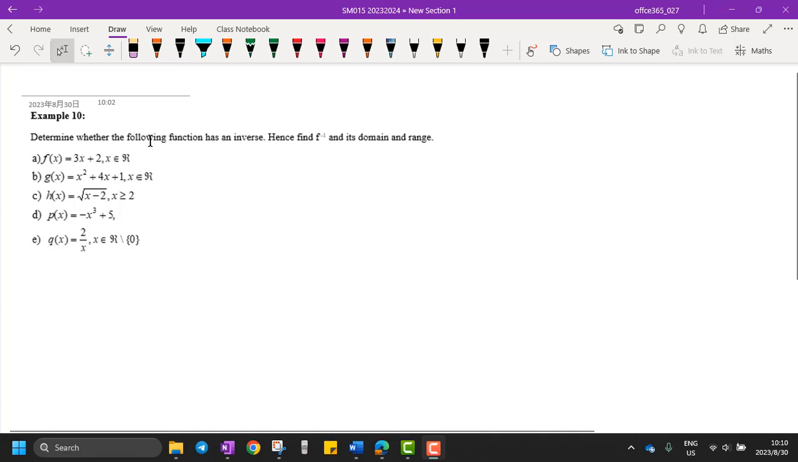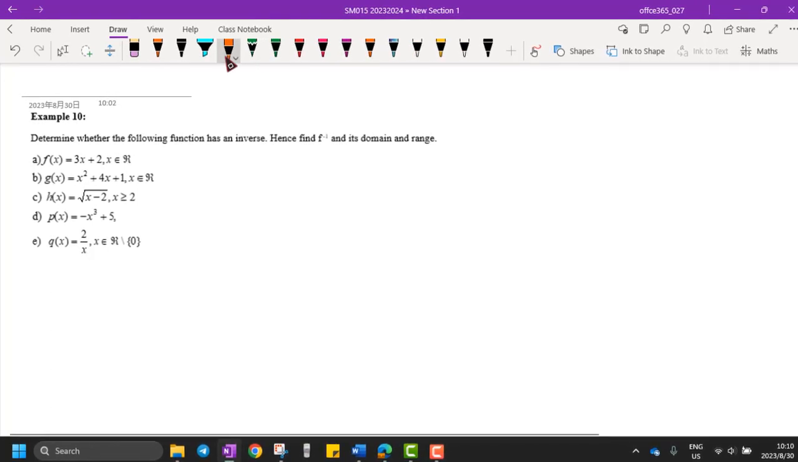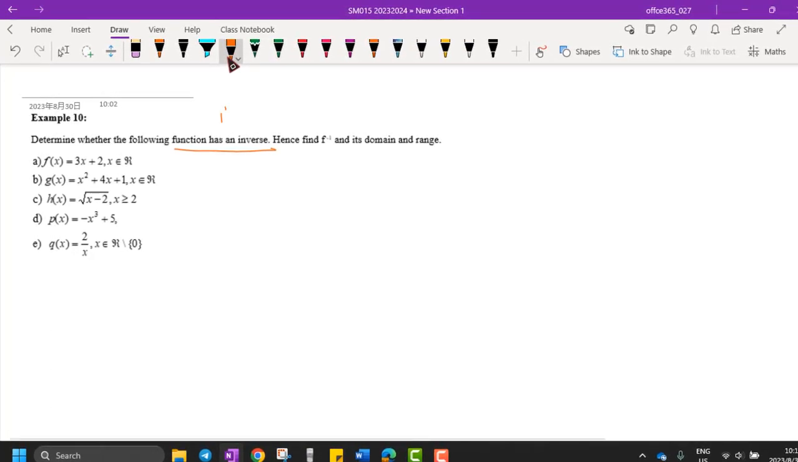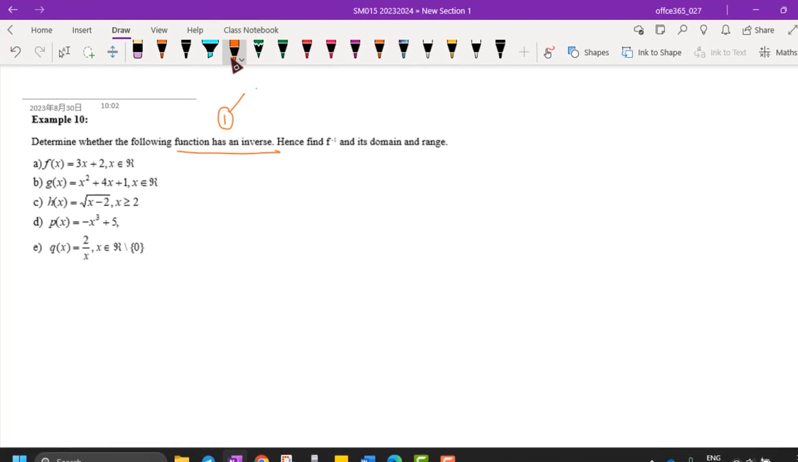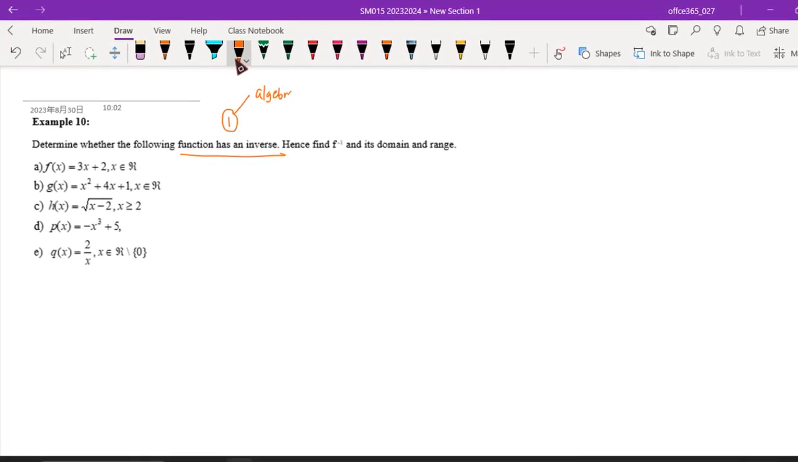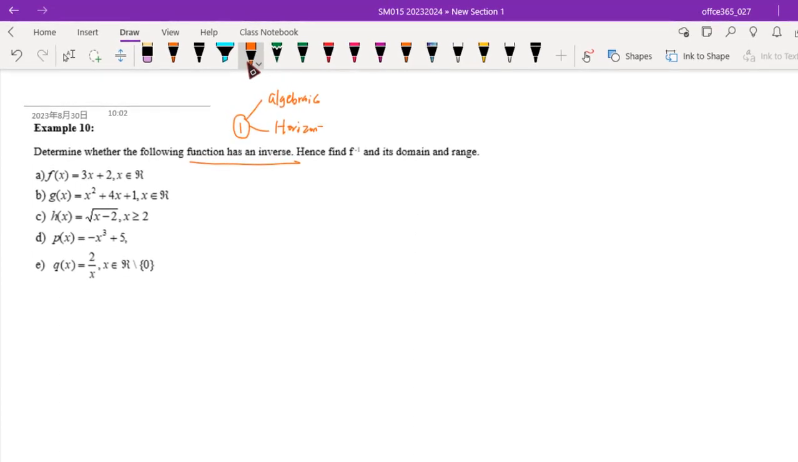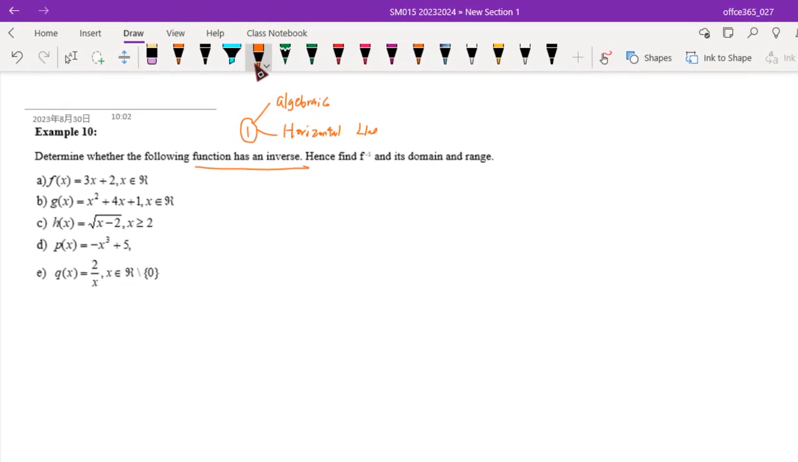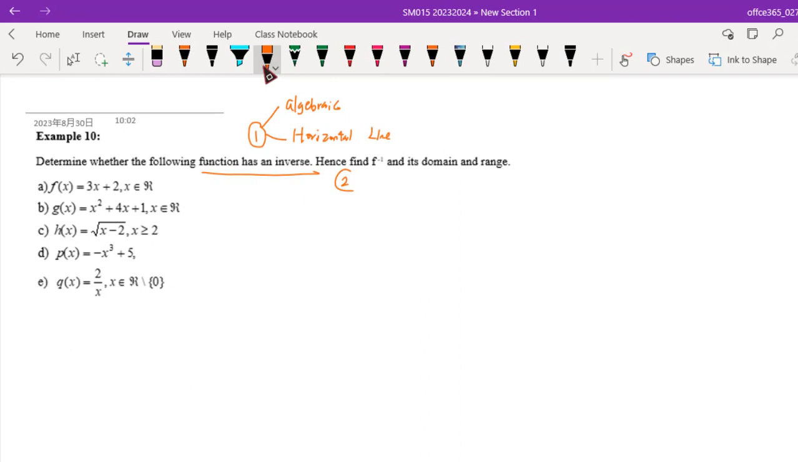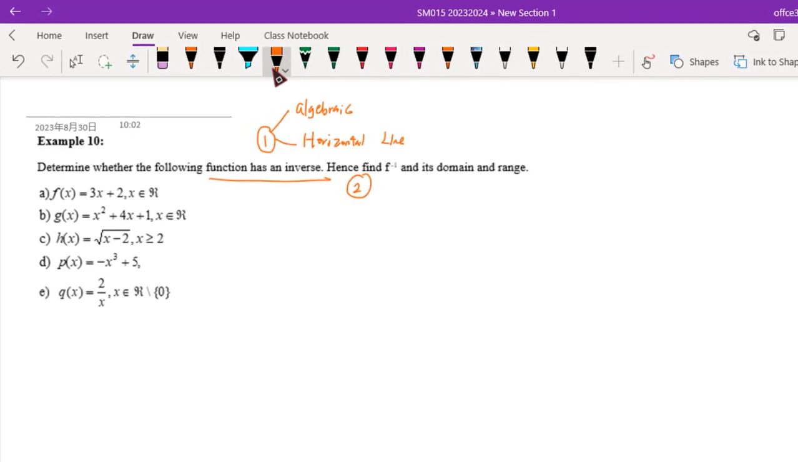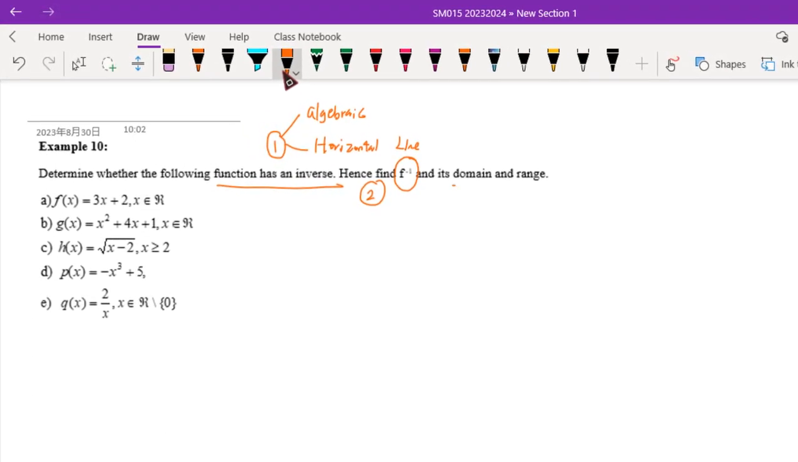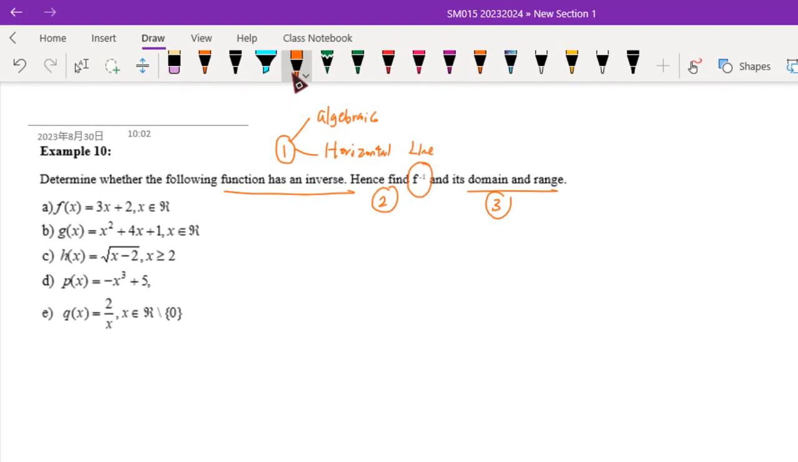Determine whether the following function has an inverse, hence find f inverse. So there are two parts. The first thing you have to determine, by using the algebraic approach or the horizontal line test. And secondly, after you determine it's a one-to-one function, then we find the inverse, and the domain and range will be the third part.